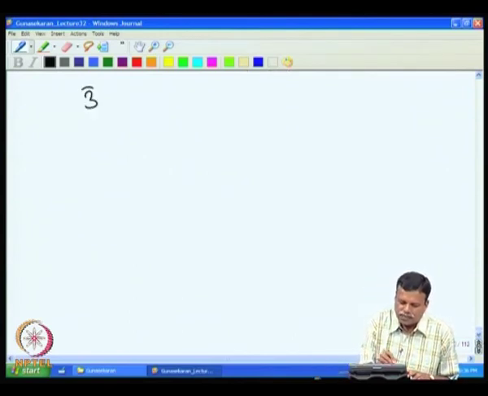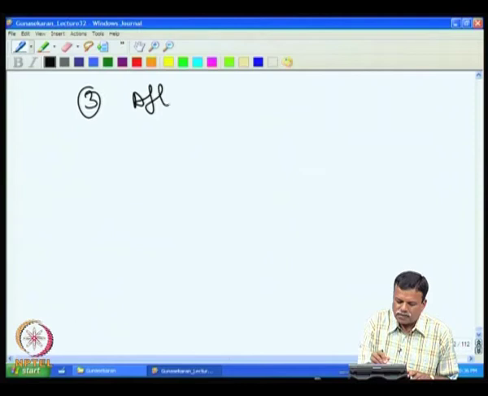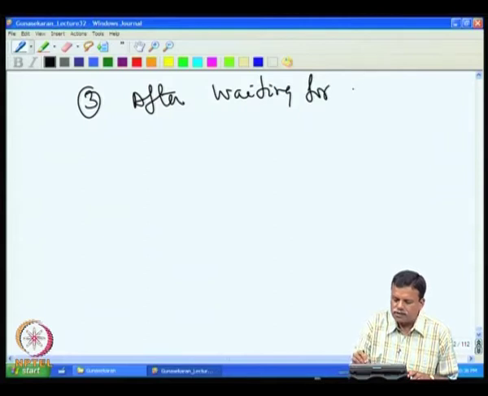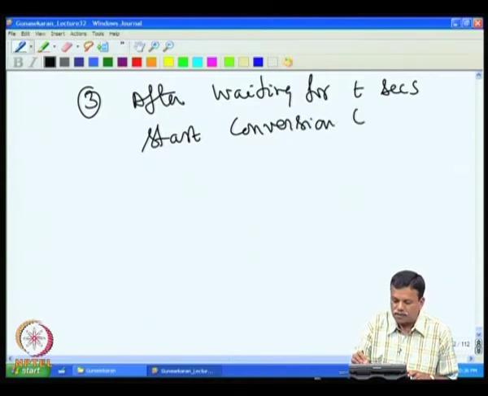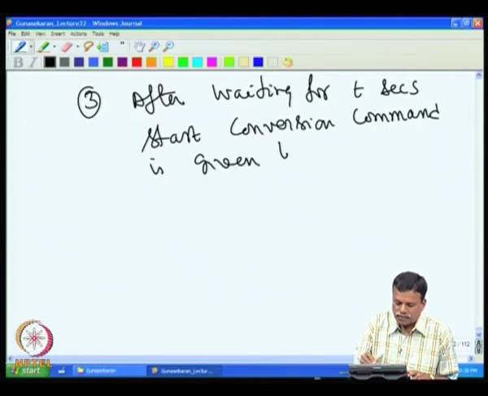Then the third step: after waiting for t seconds, the start conversion command should be given to the ADC.